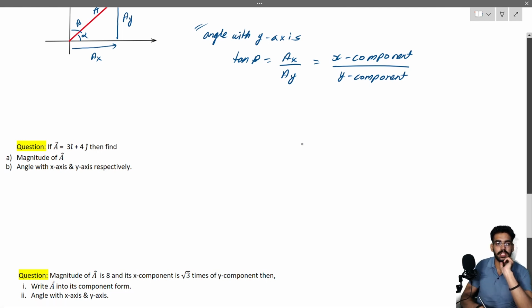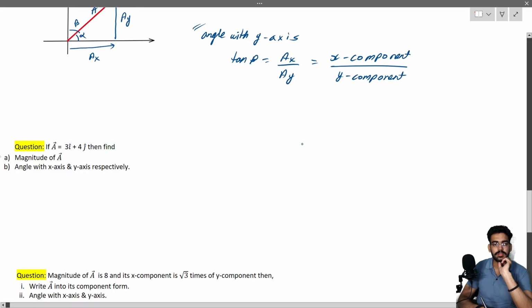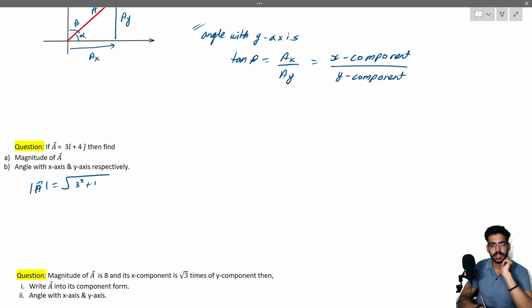So magnitude of A, how will we find it? It's written in terms of x and y. So I know i cap and j cap are perpendicular to each other, right? Sum of two vectors. So basically the magnitude of A vector is equal to under root of 3 square plus 4 square, and 2ab cos theta, that goes to 0, right?